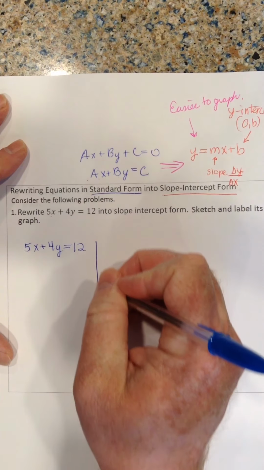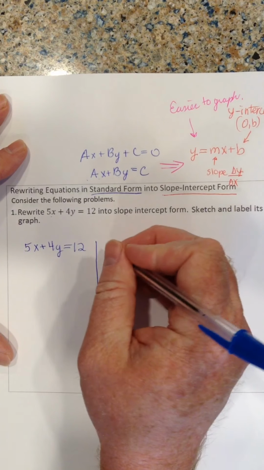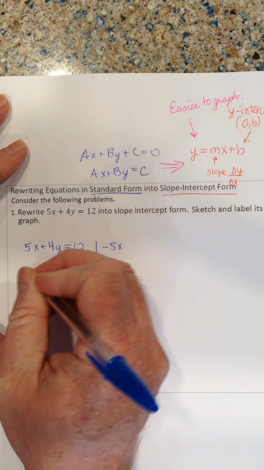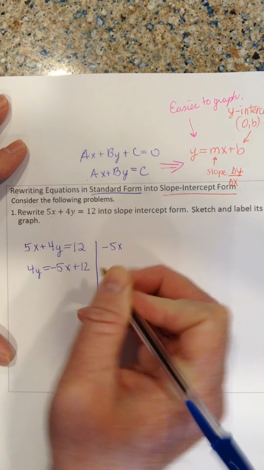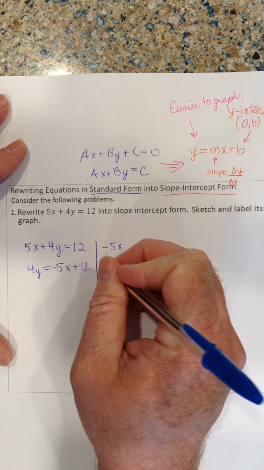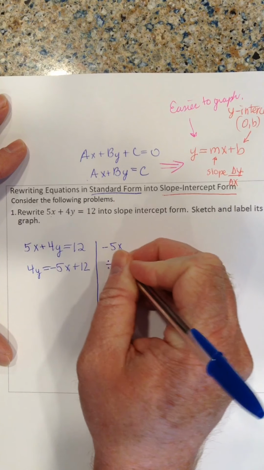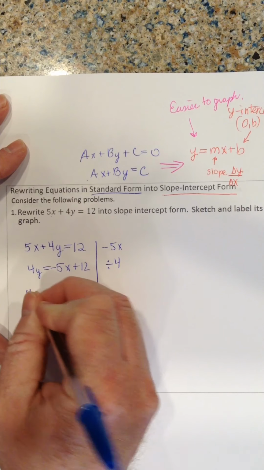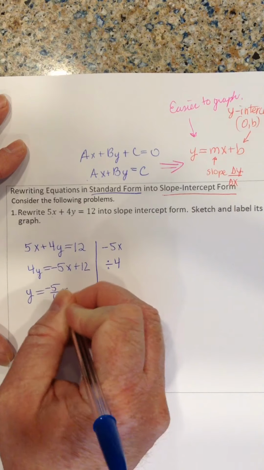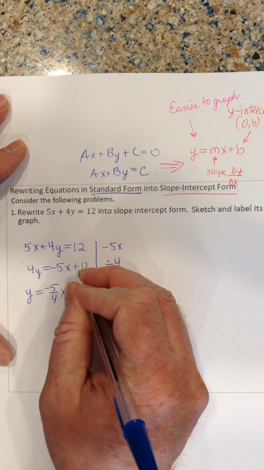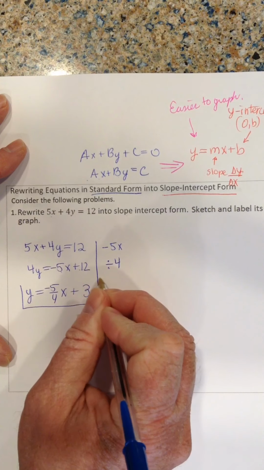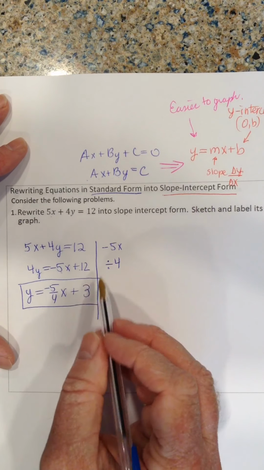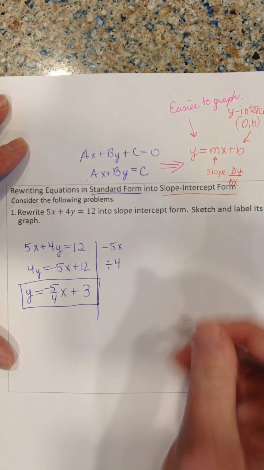Okay, and so I want it to be y equals, like slope-intercept form, so I'm going to subtract 5x from both sides. So I get 4y equals negative 5x plus 12. And now I want the y to be by itself, so I'm going to divide by 4. So we get y equals negative 5 over 4x. I have to divide that by 4, so I get 3. Okay, so do that very quickly, especially if we can do more of this in our head.